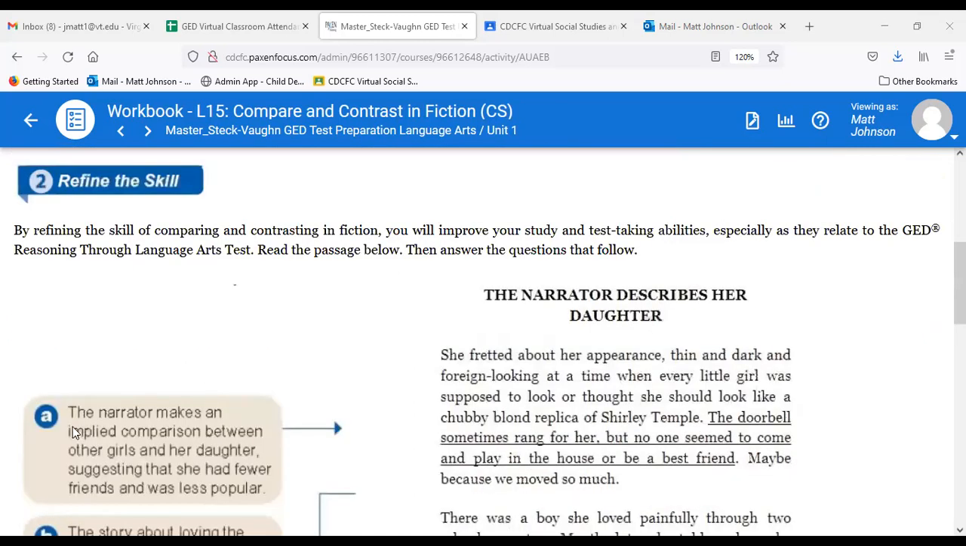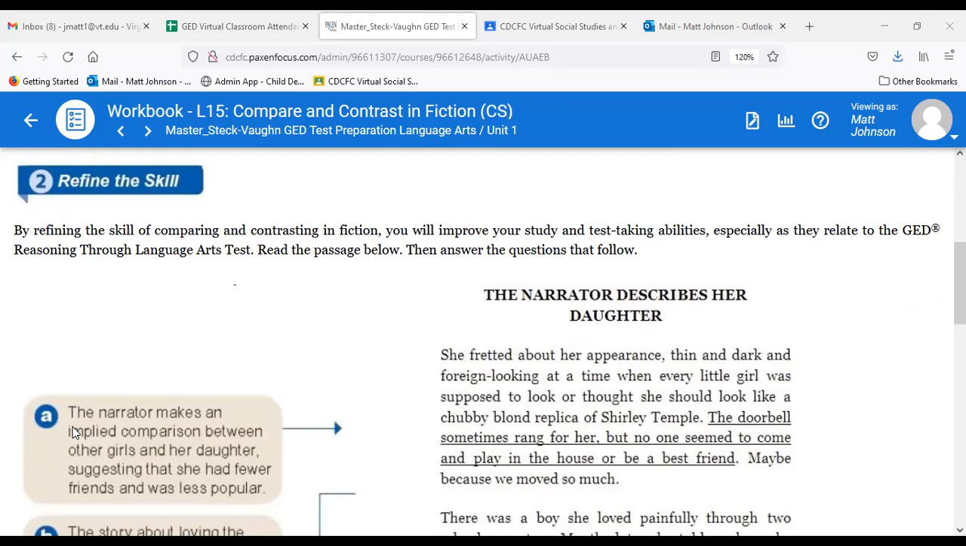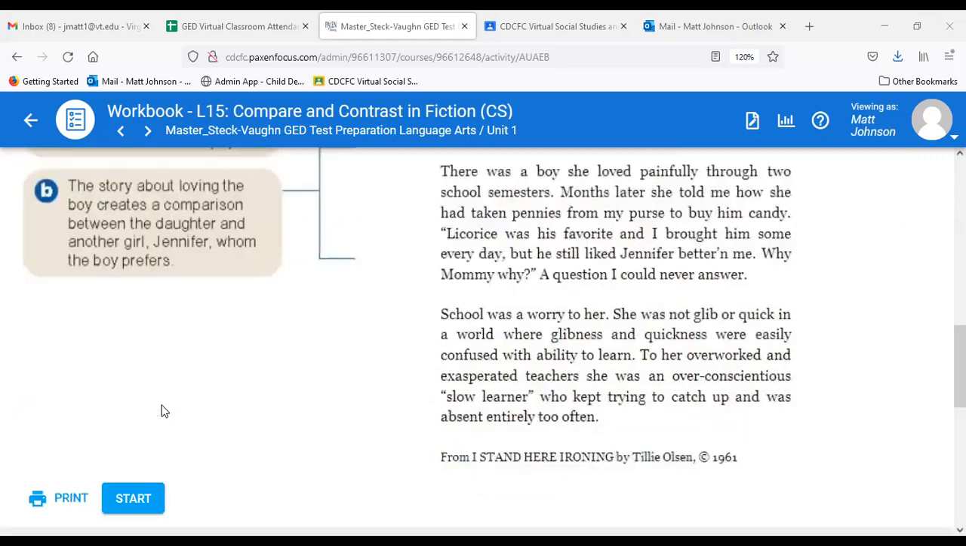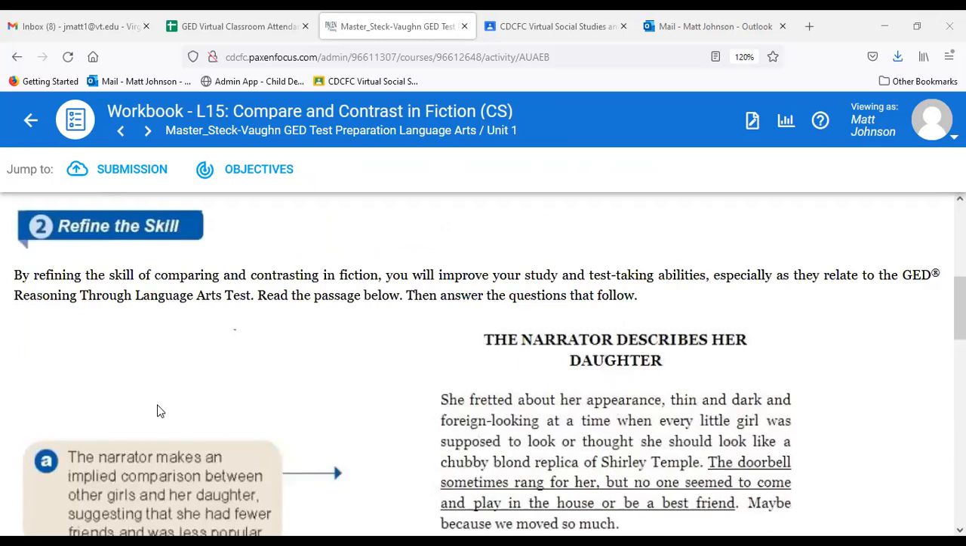And so here it says the narrator describes her daughter. This is again from I Stand Here Ironing, talking about Emily and Susan again. She fretted about her appearance, thin and dark and foreign looking, at a time when every girl was supposed to look, or thought she should look, like a chubby blonde replica of Shirley Temple.